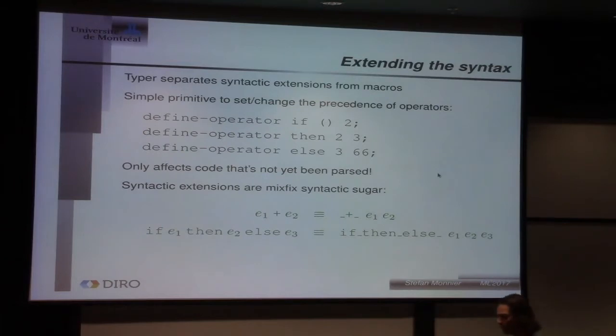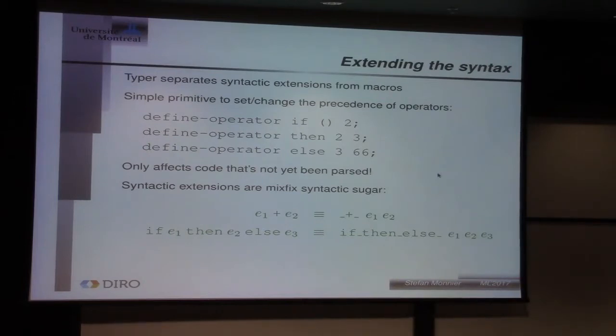So, how do I extend the syntax in Typer? Well, this is not a main focus right now of the language, so I have very primitive facilities to do that, which is just to define the precedence of operators. So with those 3 lines, for example, I can define that this syntax here is equivalent to that syntax there. It basically gives me syntactic sugar. The main point here is that the extension of syntax and the definition of macros is completely separate. So this doesn't actually define any kind of if conditional, it just defines some equivalent syntax.